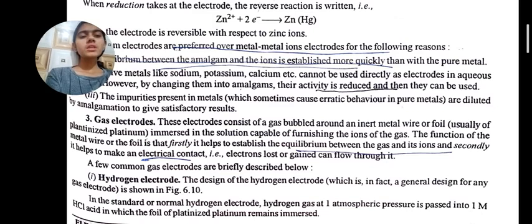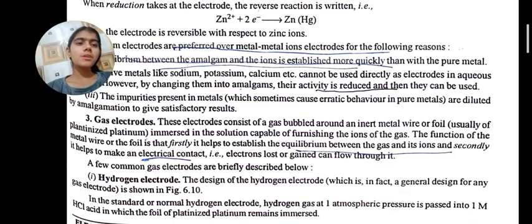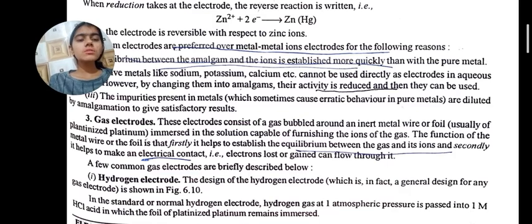These electrodes consist of a gas bubble around an inert metal wire or foil, usually of platinized platinum, immersed in the solution capable of furnishing the ions of the gas. The function of the metal wire or the foil is that firstly, it helps to establish the equilibrium between the gas and its ions, and secondly, it helps to make an electrical contact, that is, electrons lost or gained can flow through it. A few common gas electrodes are briefly discussed below.